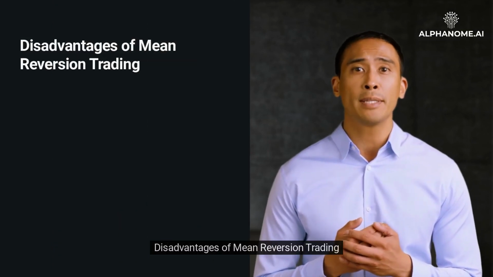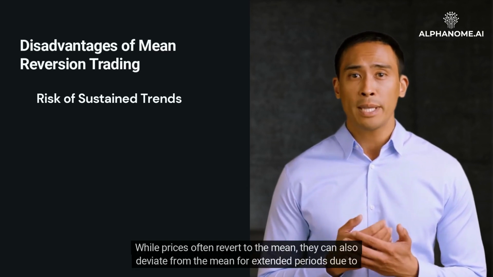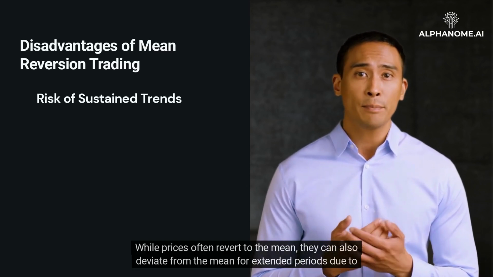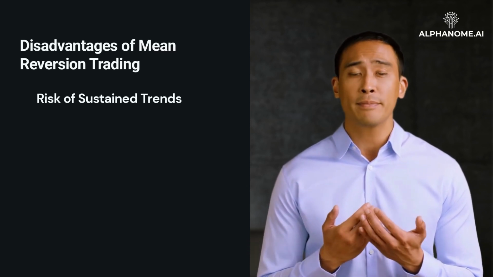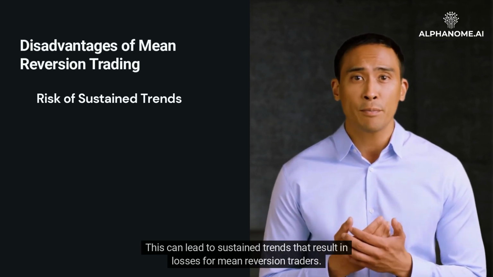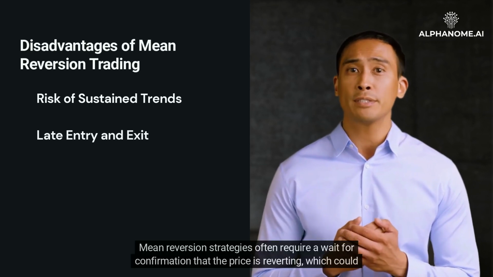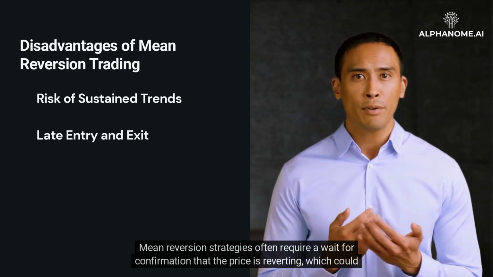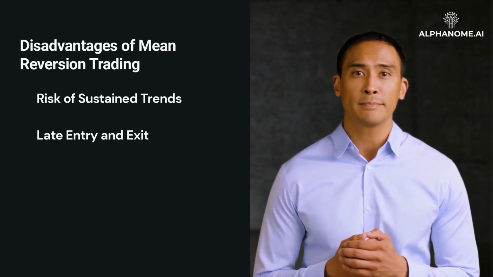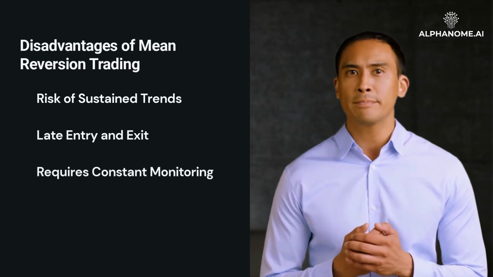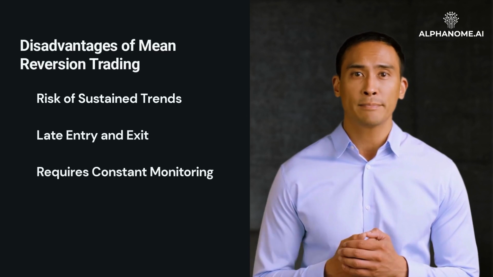Disadvantages of mean reversion trading. Risk of sustained trends. While prices often revert to the mean, they can also deviate from the mean for extended periods due to macroeconomic factors or changes in the underlying fundamentals of the asset. This can lead to sustained trends that result in losses for mean reversion traders. Late entry and exit. Mean reversion strategies often require a wait for confirmation that the price is reverting, which could lead to late entries and exits, reducing potential profits. Requires constant monitoring. This strategy requires constant monitoring of the markets, which can be time-consuming.